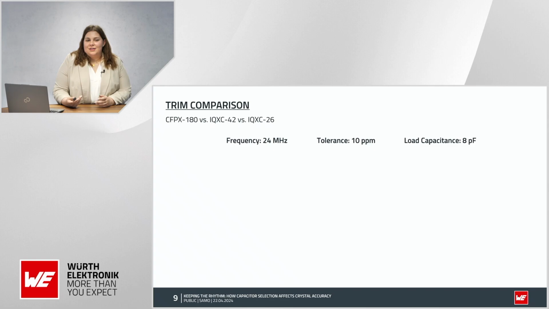So now I talked about trim comparisons. I have brought to you 3 different components that we have in our catalog. All of those 3 have 24 megahertz, a typical frequency. They have a tolerance of 10 ppm, meaning if you use them just at room temperature, the frequency should be within 10 ppm of 24 megahertz. And all of those 3 components have a load capacitance in the datasheet of 8 picofarads.